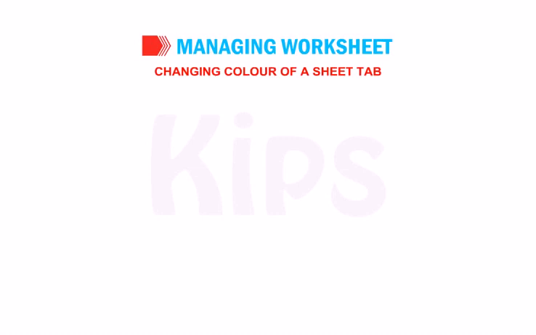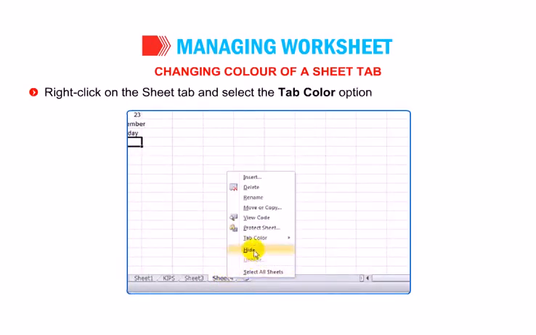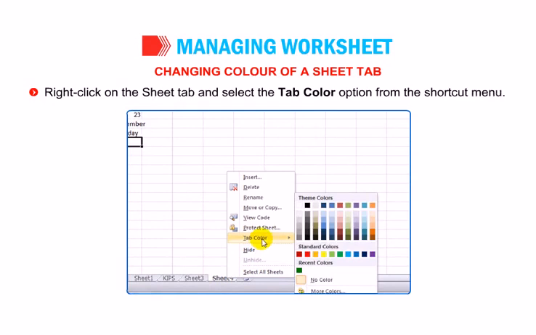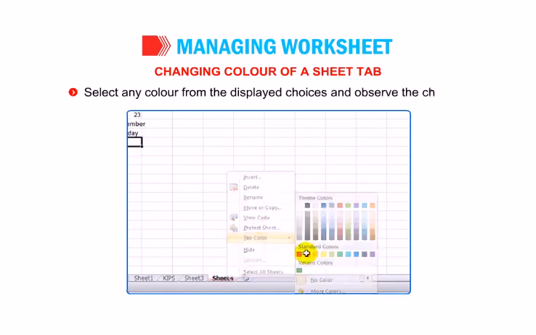Changing color of a sheet tab. Right-click on the Sheet tab and select the Tab Color option from the shortcut menu. Select any color from the displayed choices and observe the change.